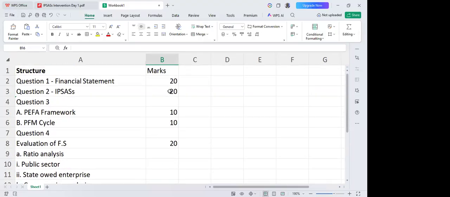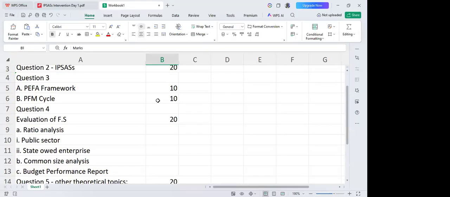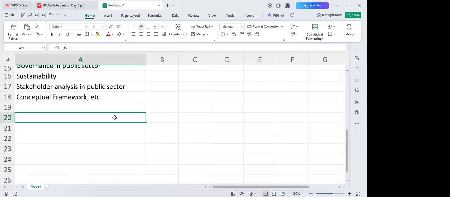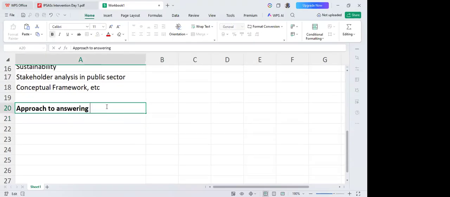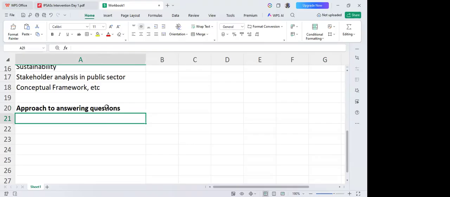Now, let me talk about the approach to answering questions, what I believe in. I'll just talk from my experience and what I believe in. So first, I'll talk about my recommended structure of answering the questions, the order in which you should answer the questions.